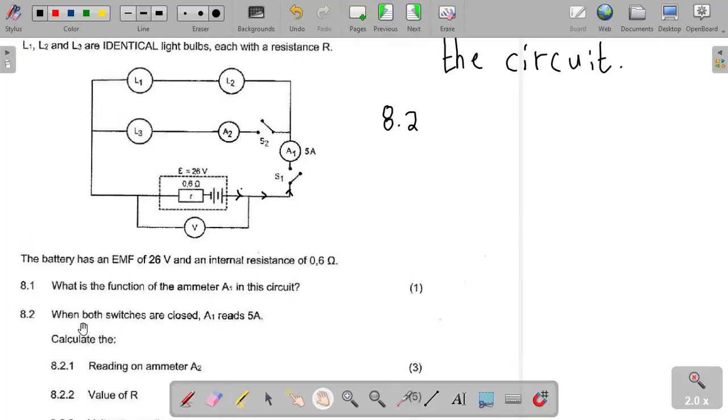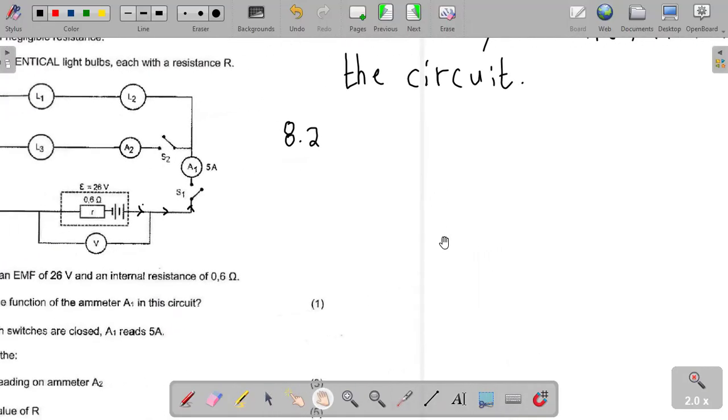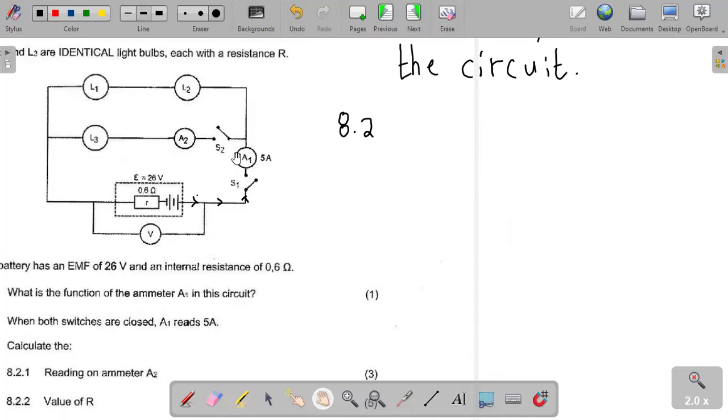Now, they say calculate the reading on ammeter A2. For ammeter A2, the current is what will pass through L3. So that current will be 2 times bigger than the current that goes through L1 and L2, because the resistance is 2 times bigger this side. So the current will be smaller, half of the current that passes this side.